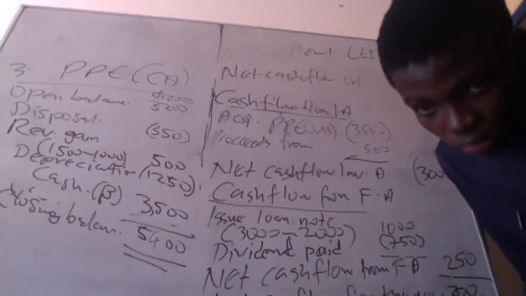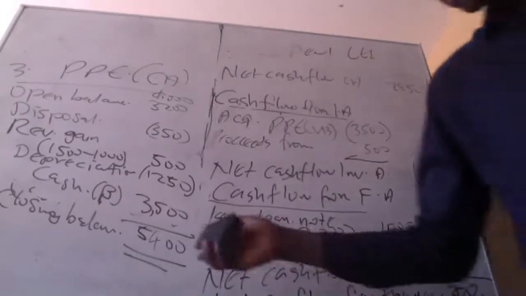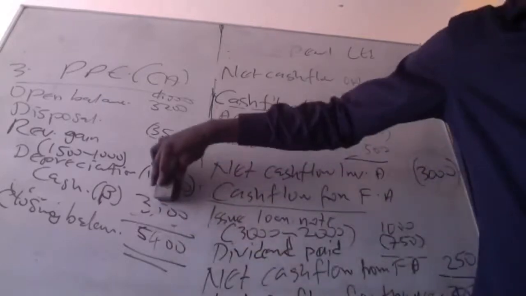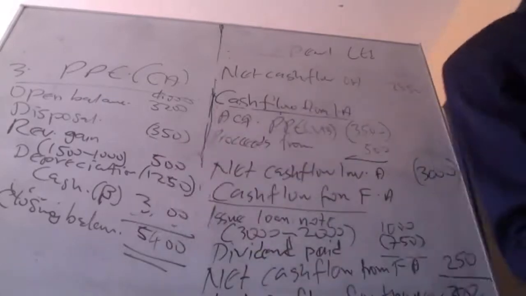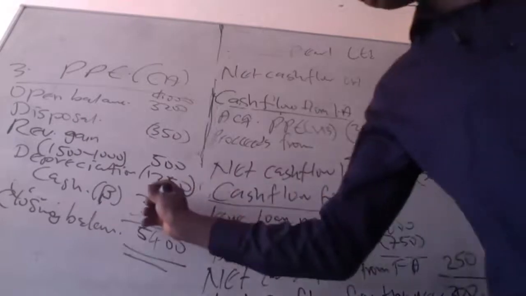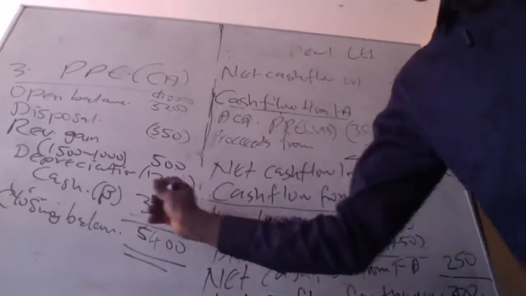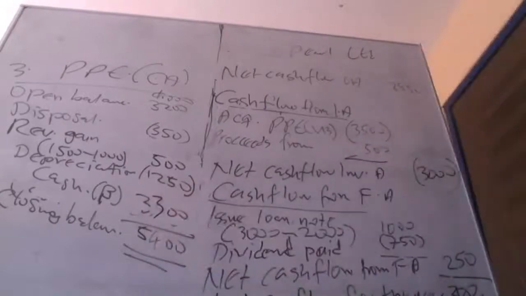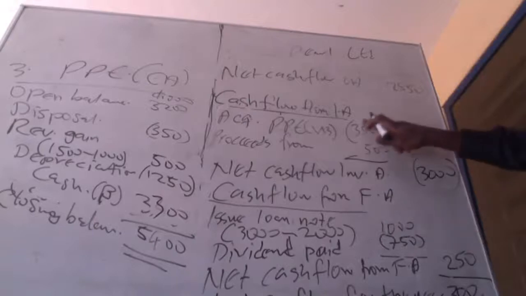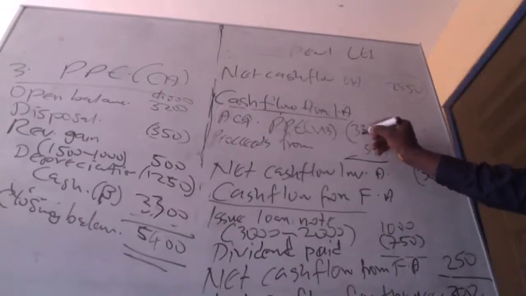Good. This figure will change by 3,300 to reduce. So it should be 3,300. Why? Because this one's supposed to be. Don't know where we picked that figure from. So it's 3,300. So when you come here to be what? 3,300.